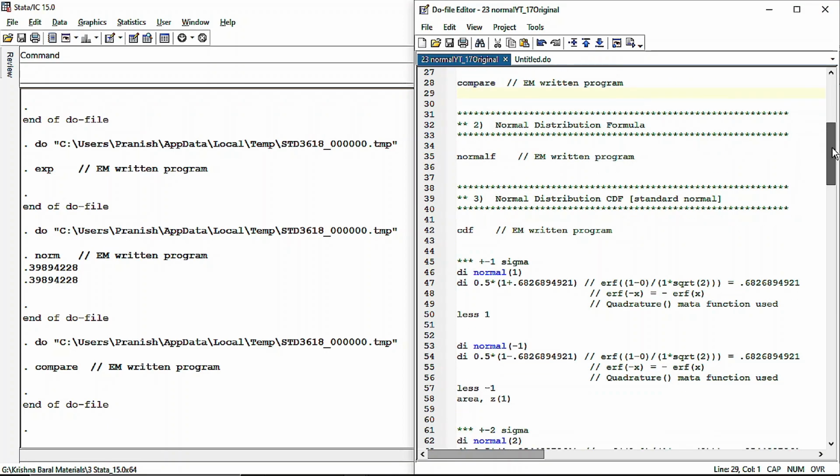Now let us see the formulae of the normal distribution and explain them as well as derive them.